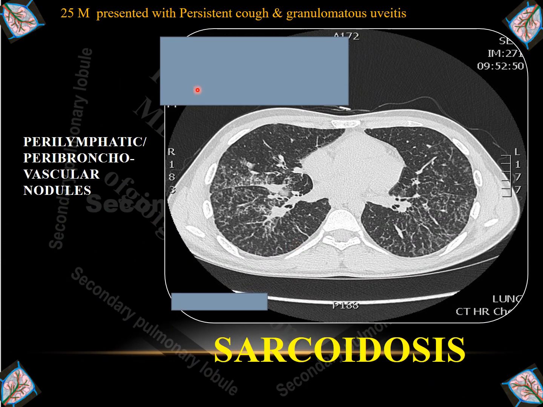This is a 25-year-old male presenting with cough and granulomatous uveitis. We see the peribronchovascular and perilymphatic nodules, and this patient was diagnosed with sarcoidosis.